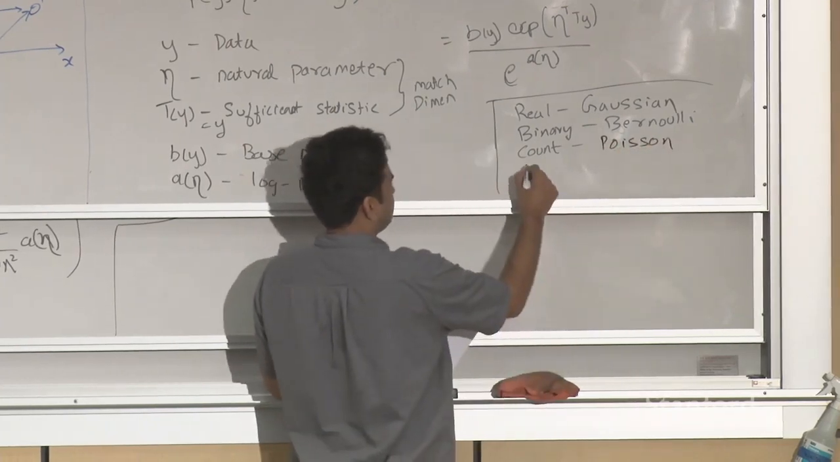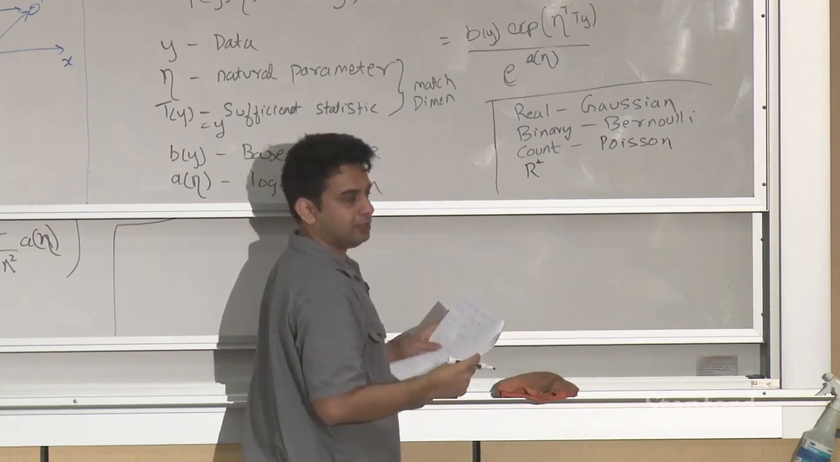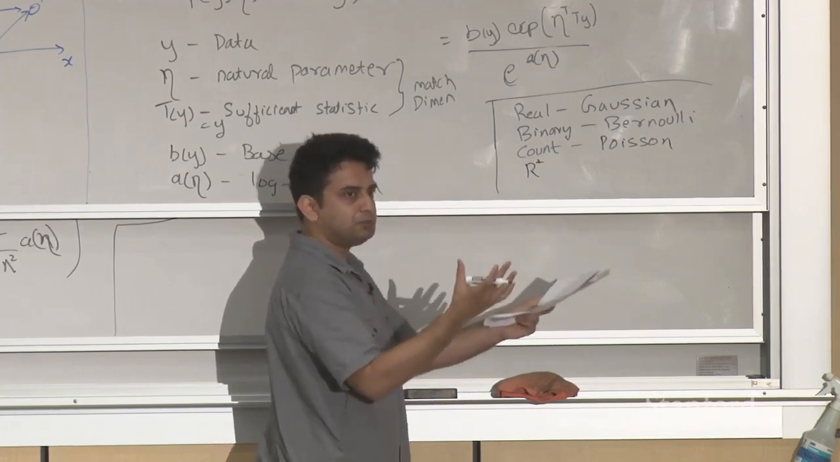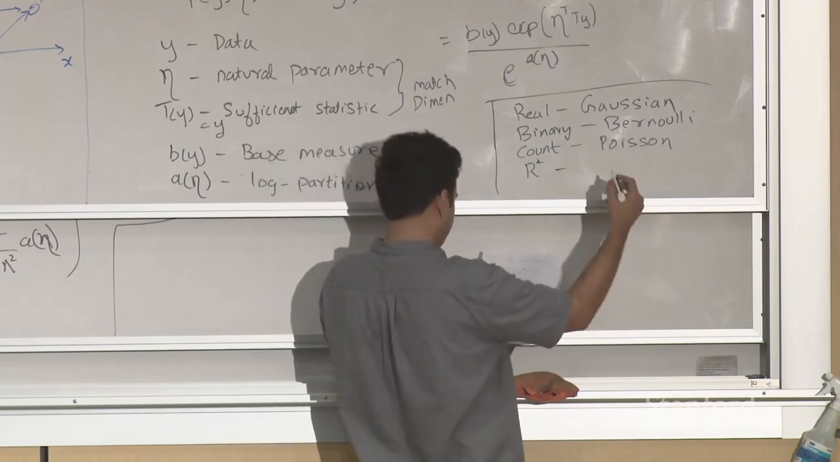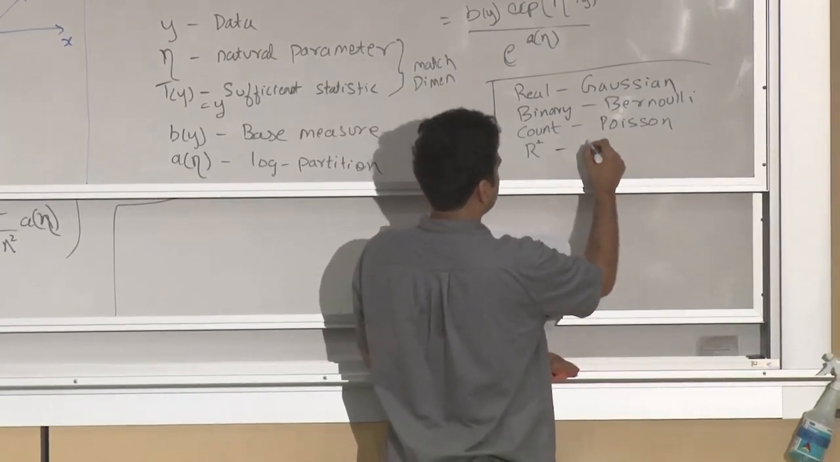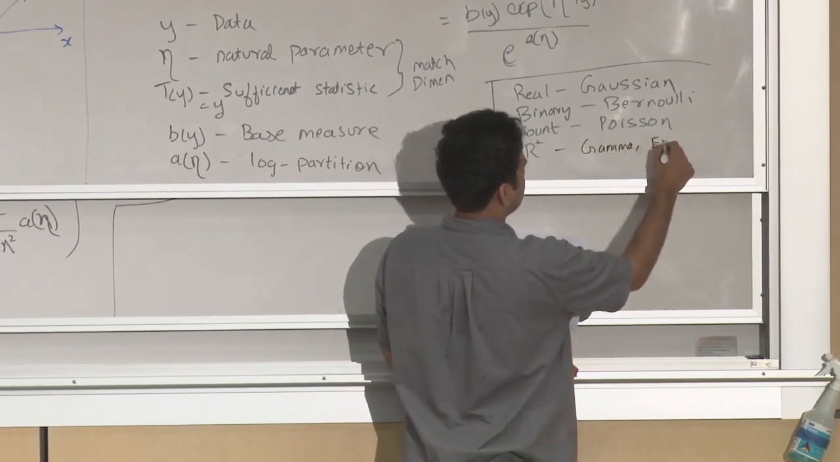If you have positive real valued data, like the volume of some object or the time to an event, where you're only predicting into the future, here you can use gamma or exponential.